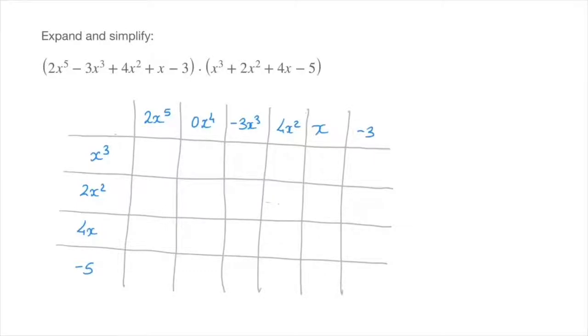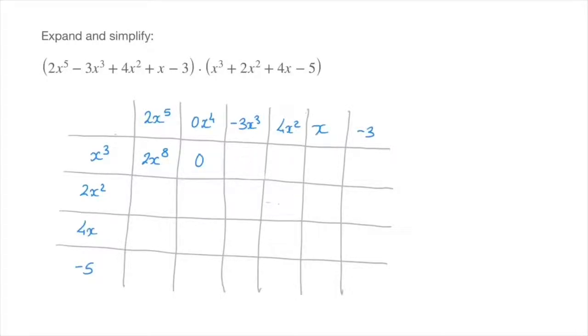All we have to do now is fill in each of the cells inside this table, and for each cell we multiply the corresponding term from the first polynomial with the corresponding term from the second. So let's go ahead. For this first cell we have x cubed times 2x to the power of 5, which is 2x to the power of 8. For the second cell we have x cubed times 0x to the power of 4, in other words times 0. So that's just going to be 0.